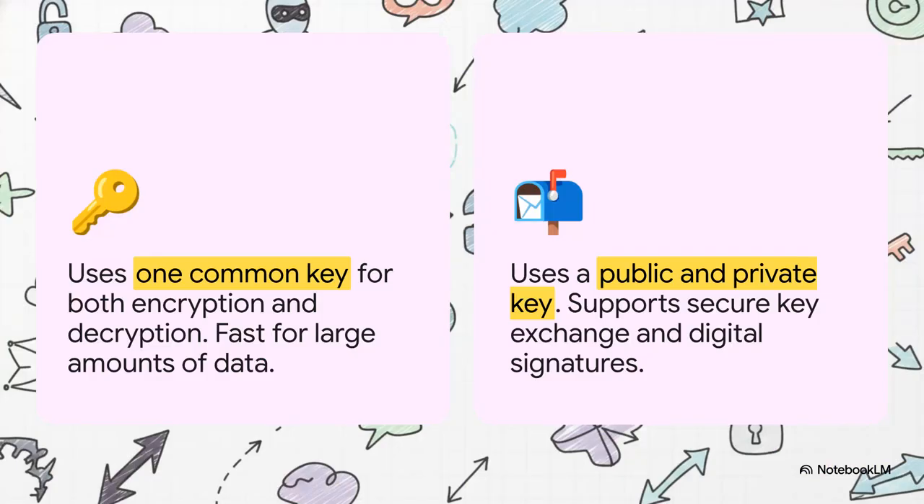Listen up, because this is another guaranteed exam topic. Symmetric encryption uses just one single key to both lock and unlock the information. It's super fast, which makes it perfect for encrypting big chunks of data. Asymmetric encryption, on the other hand, uses a pair of keys, a public key that you can give to anyone and a private key that you keep secret. It's a bit slower, but it's fantastic for securely swapping keys or proving who you are online.